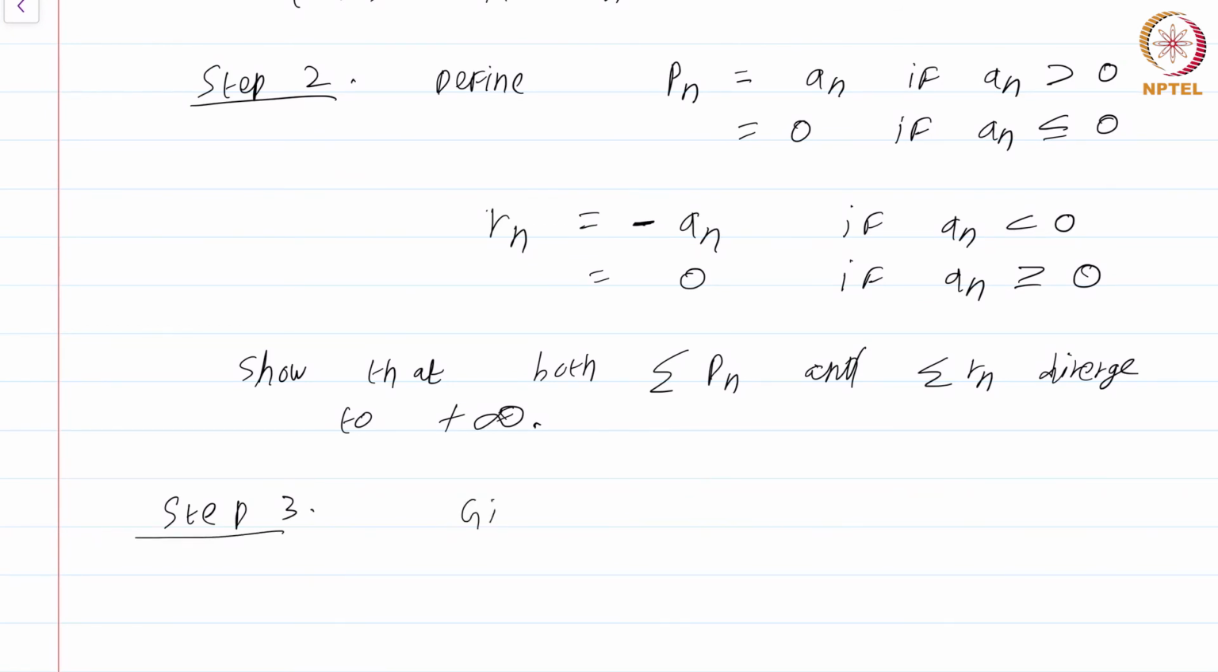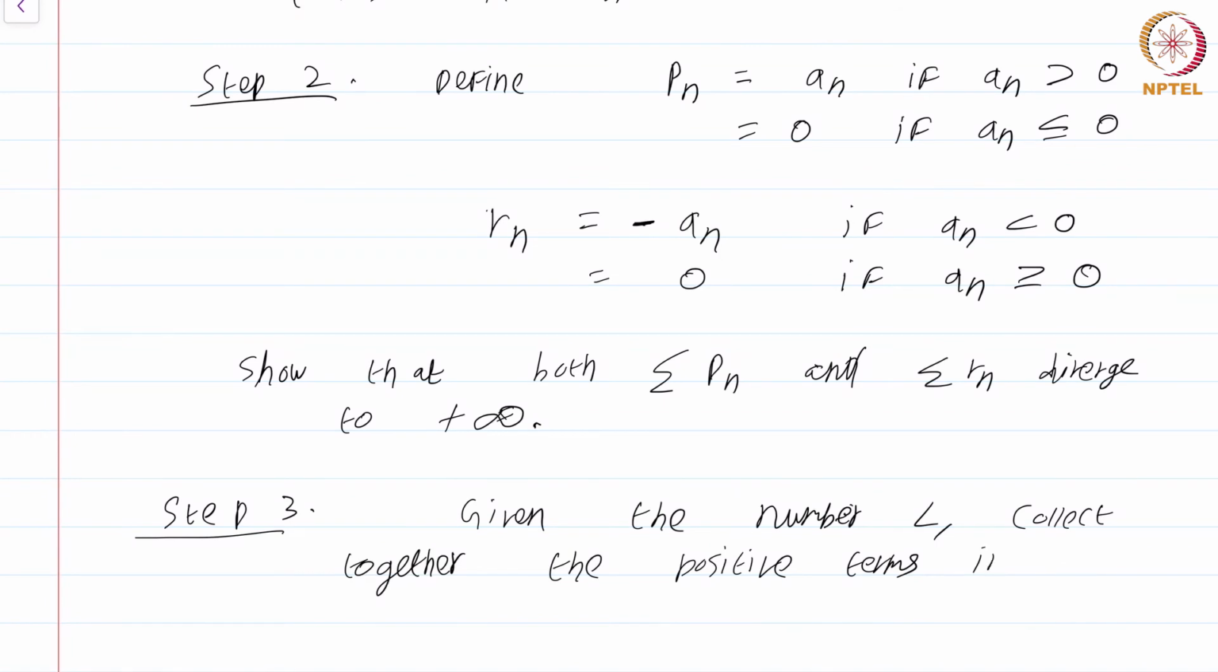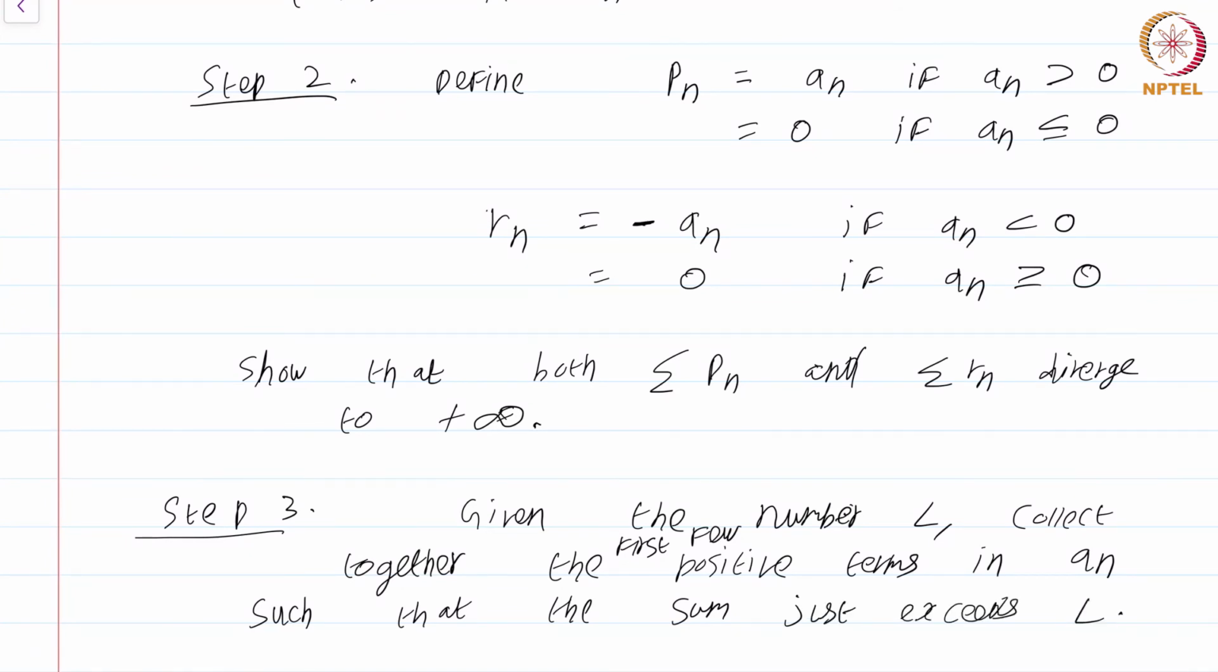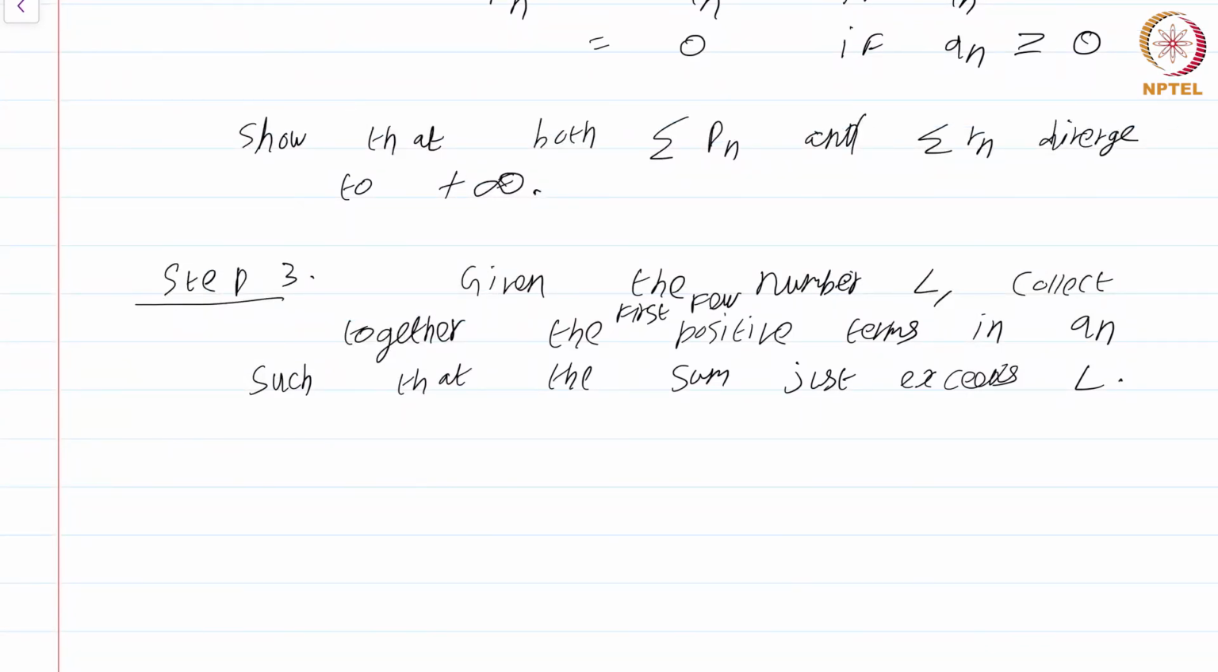Step 3. Given the real number L, what you do is collect together the positive terms in a_n, collect together the first few positive terms in a_n such that the sum just exceeds L. Okay, so this step might require a bit of elaboration since I'm expecting you to fill up the details.